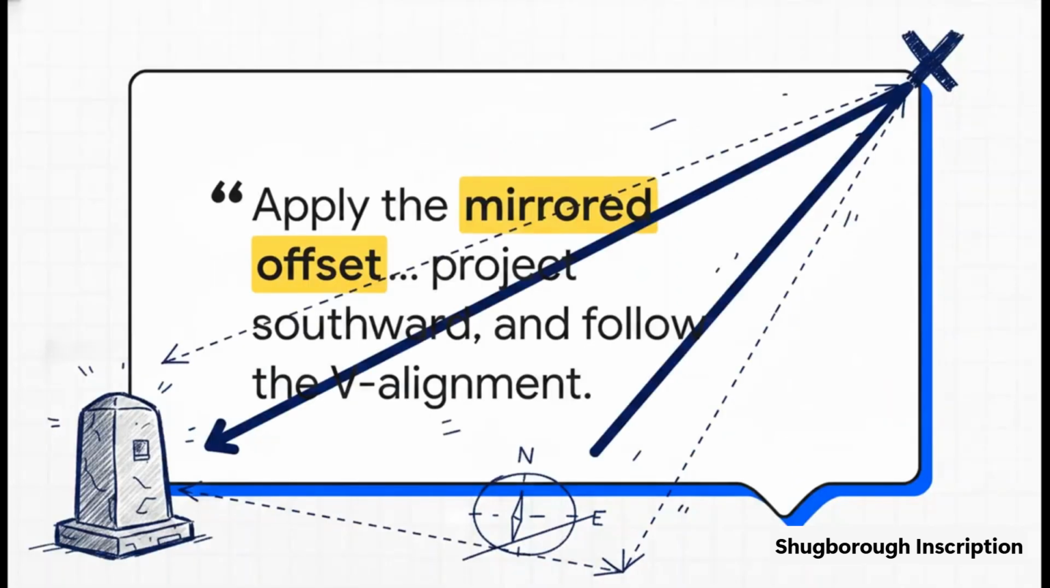To put it in super simple terms, this hypothesis translates a cryptic jumble of letters into highly specific, step-by-step walking directions. Just look at the quote. Apply the mirrored offset, project southward, and follow the V alignment. It is completely stripping away the idea of a romantic poem and replacing it with a clear field instruction. Start at the monument, move slightly to the south, and follow a specific angle until you hit a target. Think of it like a treasure map, but the X is found using geometry instead of a dotted line.